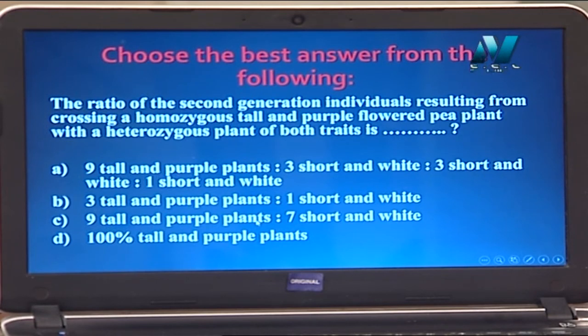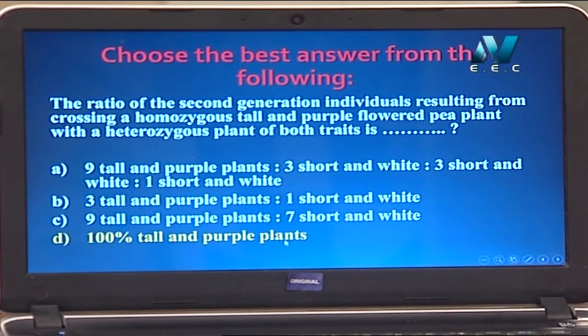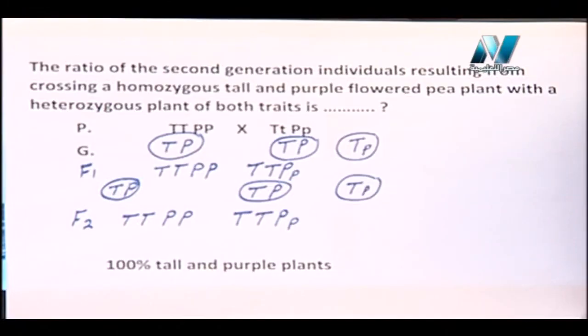So what do you expect? Yes, this is the answer. 100% of them are tall and purple plants. And this is because the genotypes of the parents are TTPP with TtPp. And the gametes are, for the first plant, TP. And in the second plant, the gametes are TP and Tp.